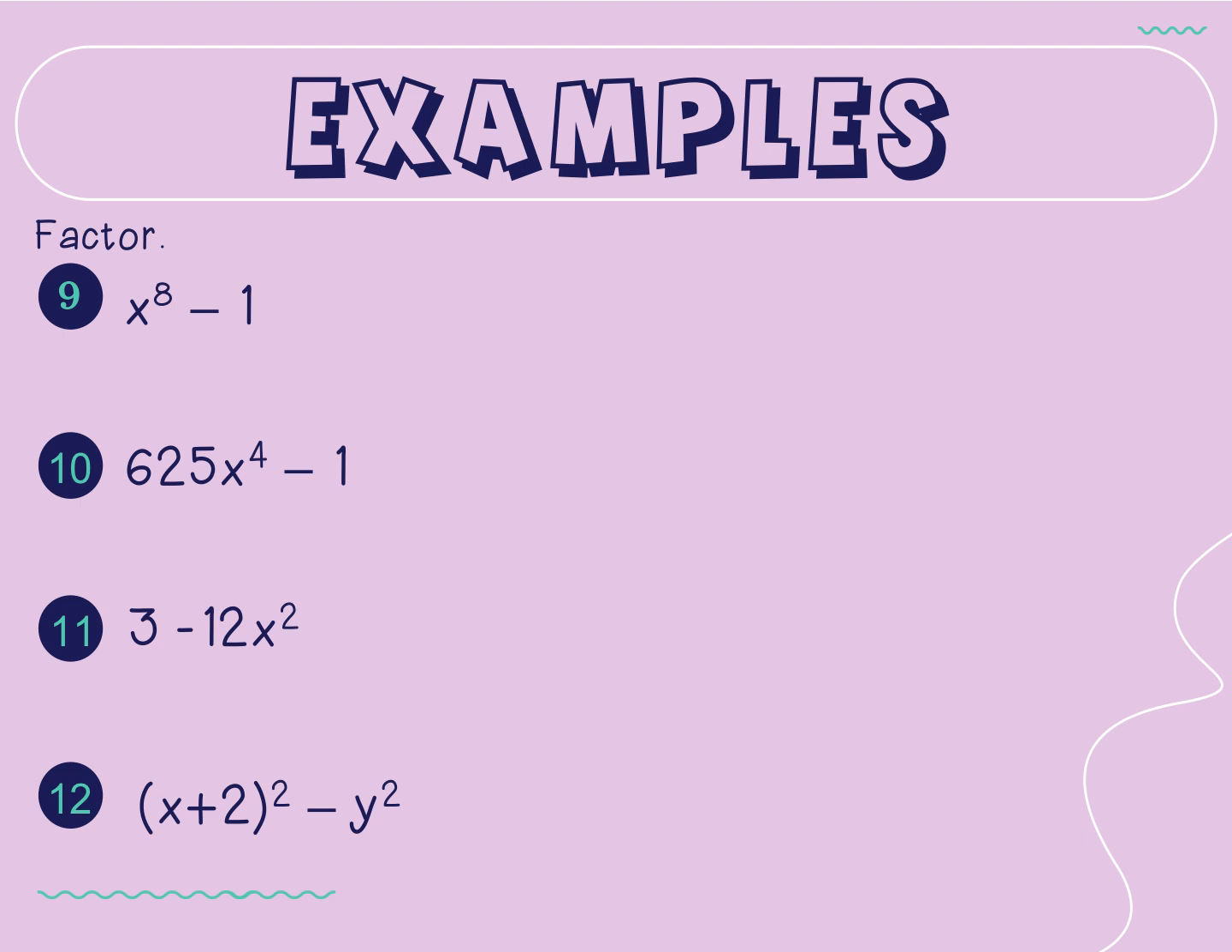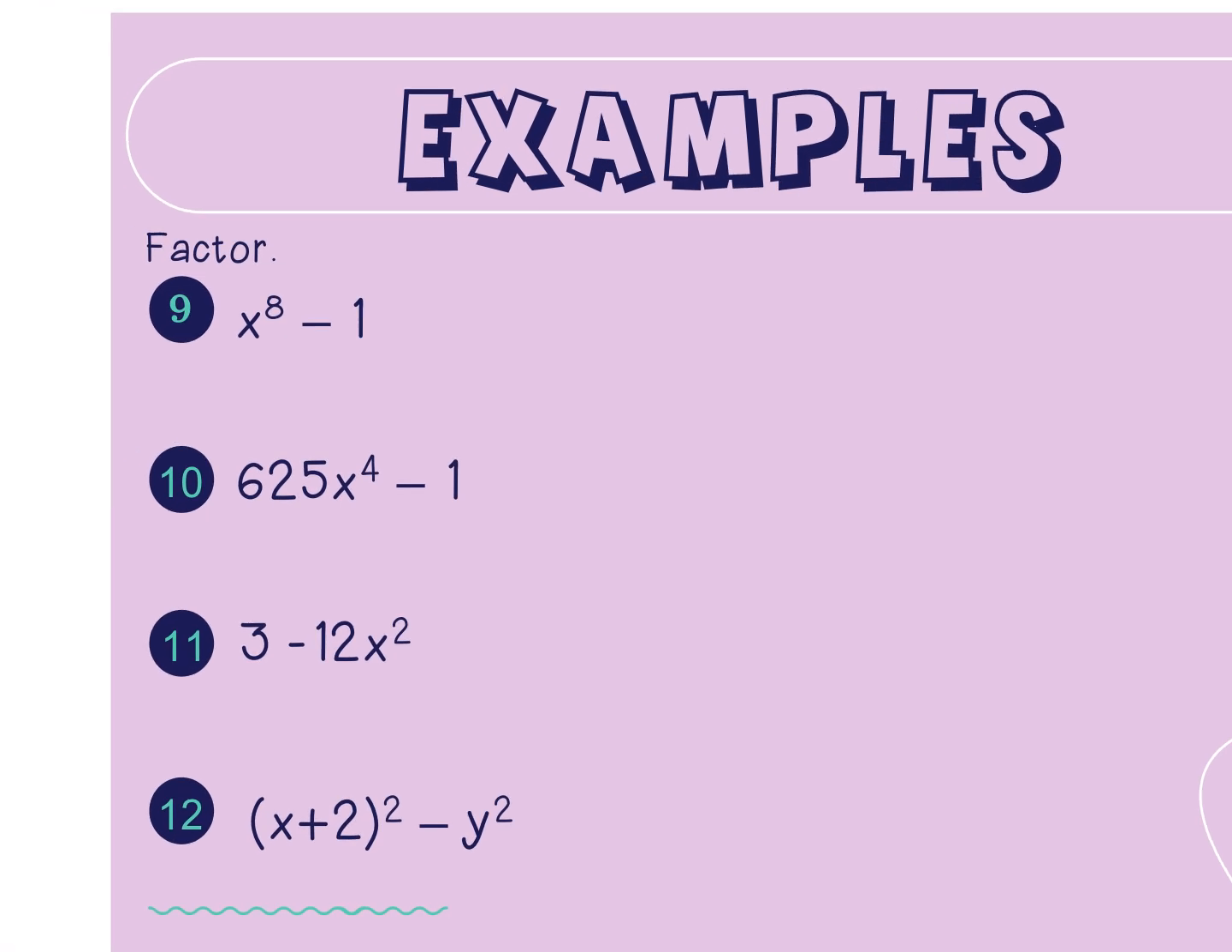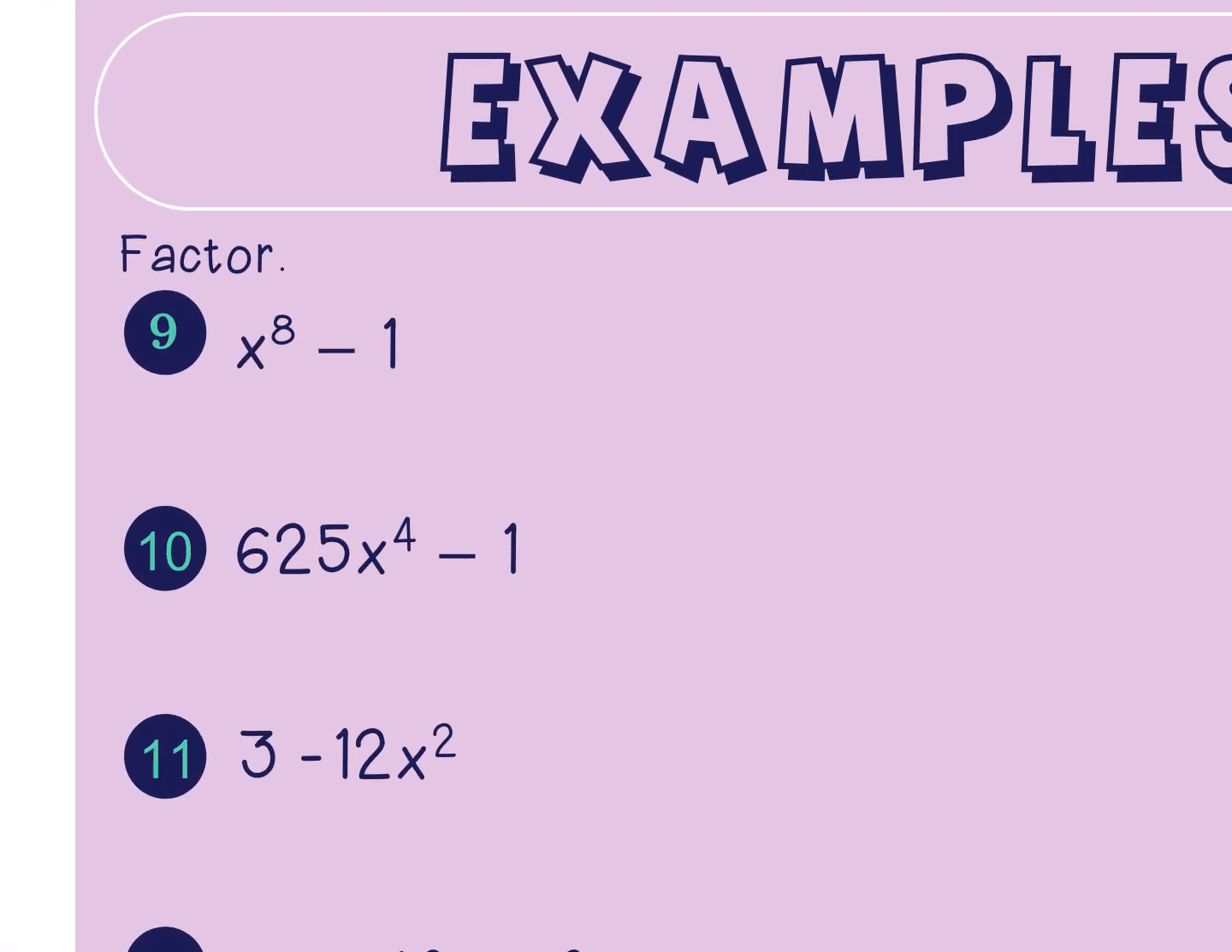More difference of squares. Let's look at this one. X to the 8th minus 1. Again, this isn't such a straightforward example, right? But think of it this way. You still can square root the first and square root the second. The square root of 1 is just 1, all right?